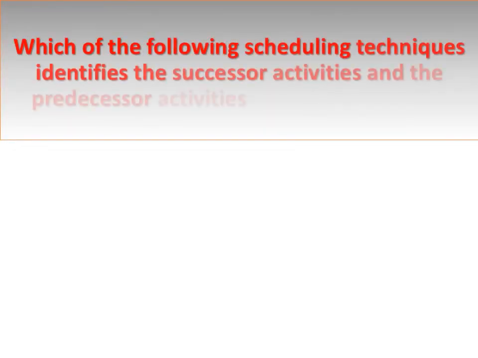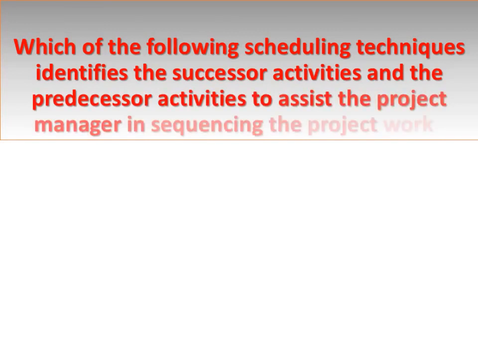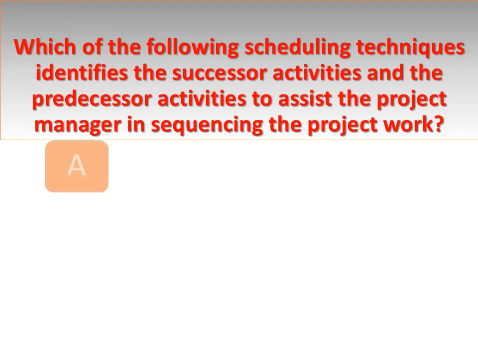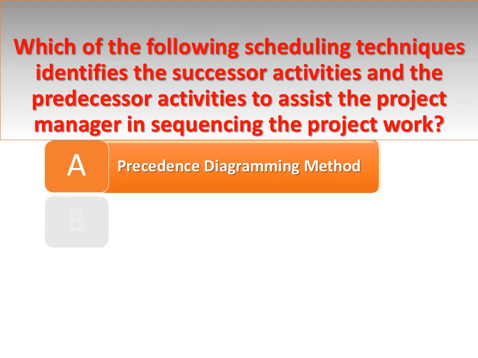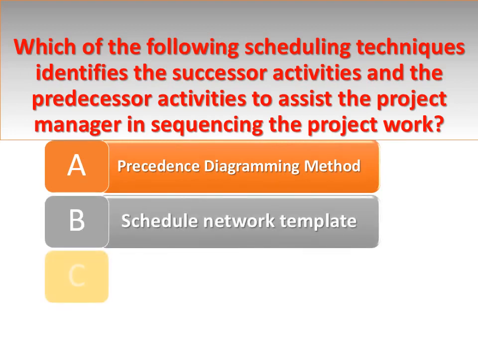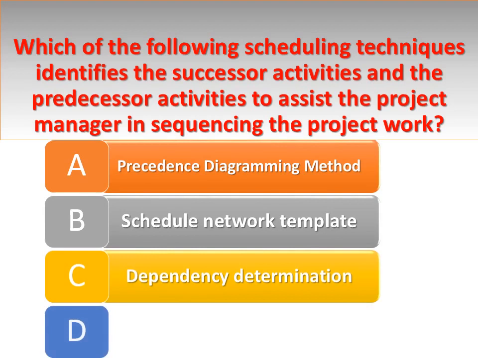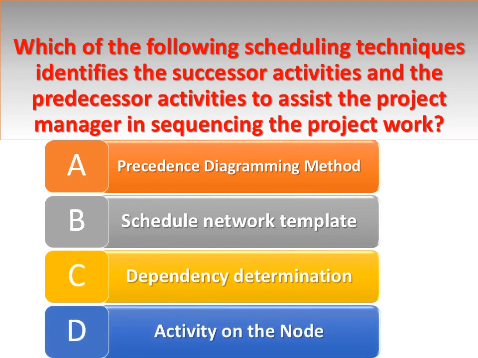Question number 2. Which of the following scheduling techniques identifies the successor activities and the predecessor activities to assist the project manager in sequencing the project work? A. Precedence diagramming method. B. Schedule network template. C. Dependency determination. D. Activity on the node.